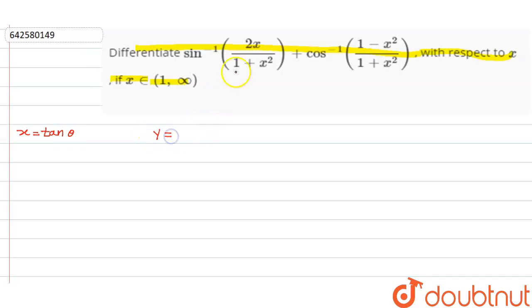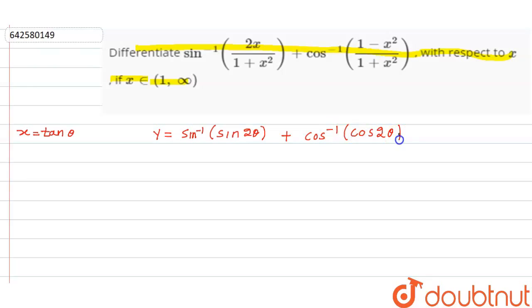y is equal to, we know that 2 tan theta upon 1 plus tan square theta is what? Sin 2 theta, which means sin inverse of sin 2 theta, plus cos inverse of (1 minus tan square theta) upon (1 plus tan square theta), which means cos inverse of cos 2 theta. So this is cos inverse cos 2 theta.